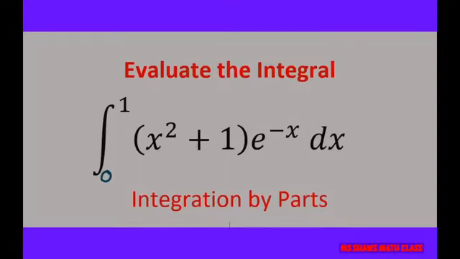Everyone, we're going to evaluate the definite integral of this function, and we're using integration by parts. For integration by parts, I want to use this formula, and I'm going to choose u in this order. I'll choose u to be my algebraic function, x squared plus 1, and my dv part is going to be everything else, so that equals e to the negative x power dx.